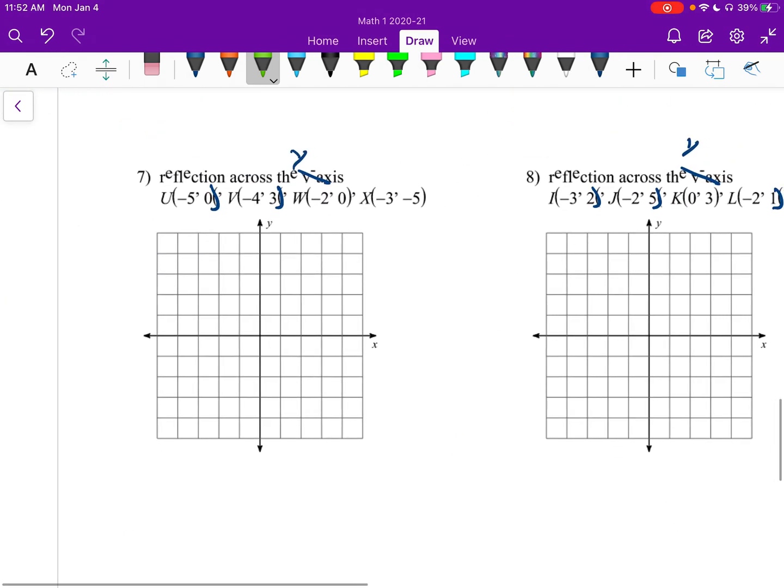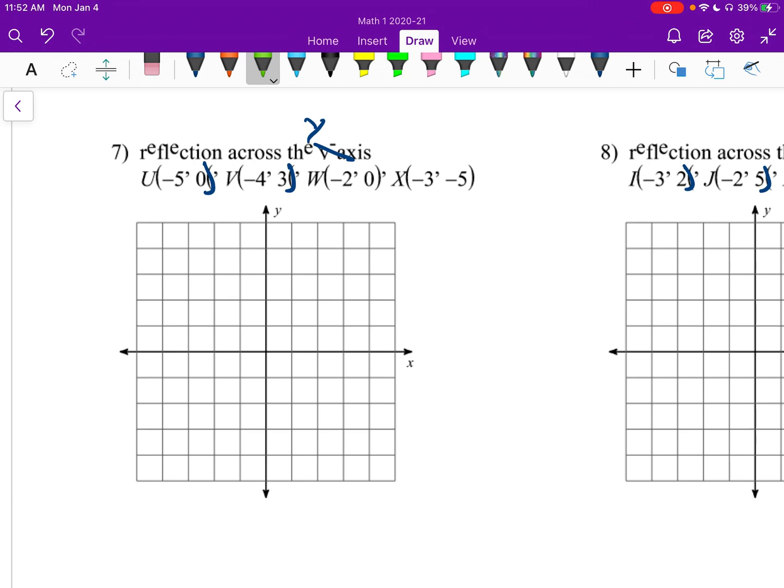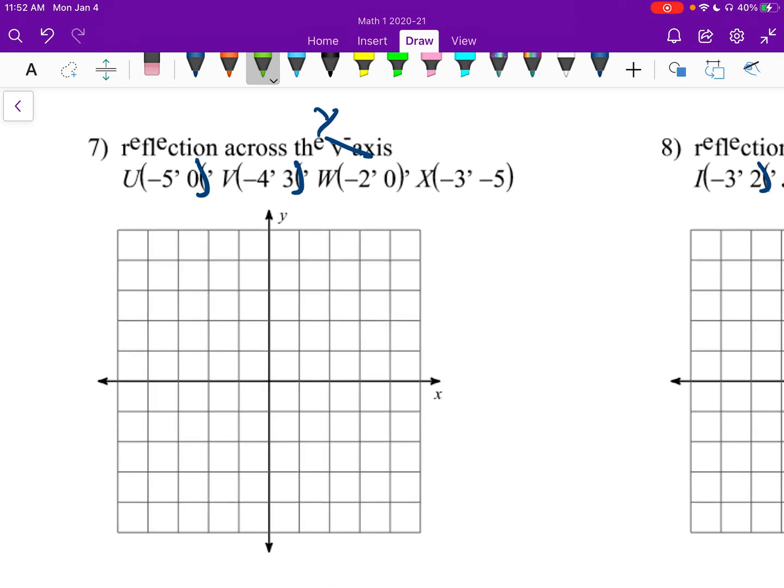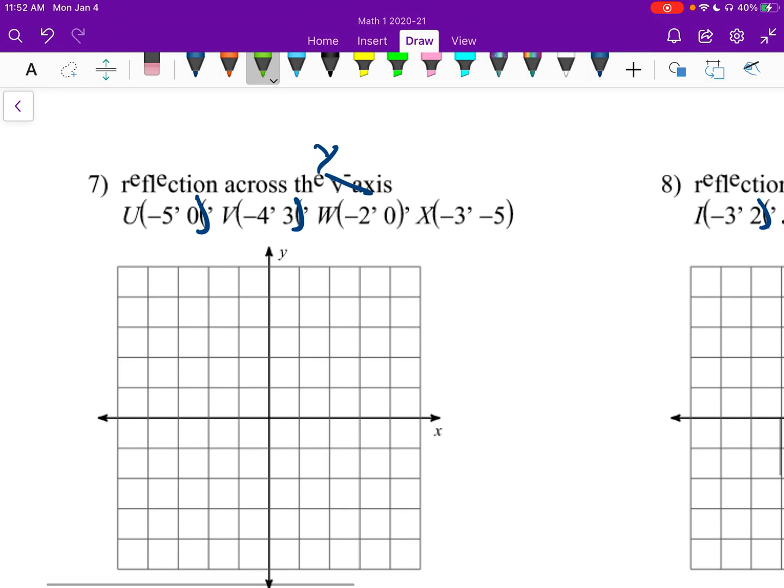Moving on to number 7. I know the points are kind of wonky, and I apologize for that. I'll try to make sure that it's fixed for the next lesson. So we're reflecting over the y-axis, and here are our points. The y-axis, again, our formula is negative x, y. Our x changes to be negative, or negative to positive, and our y stays the same.